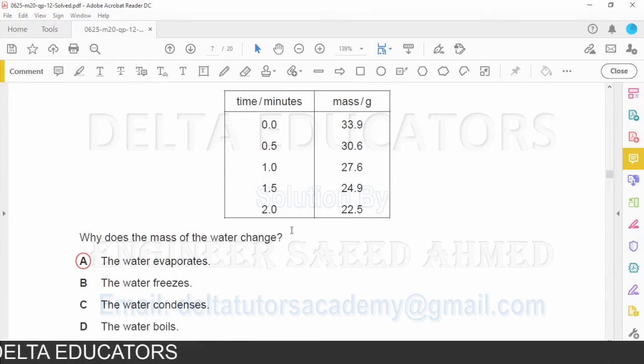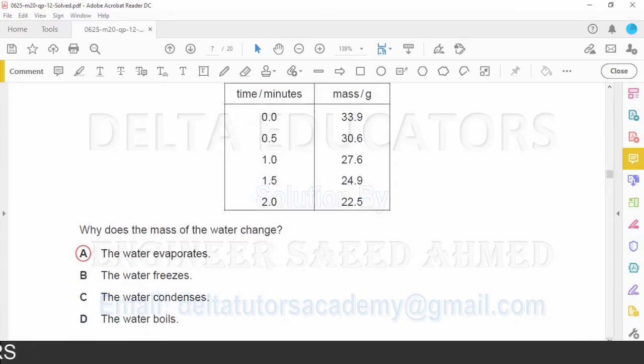Since here the mass is decreasing, the water is not freezing. It is evaporating. Option C, the water condenses. Condensation means conversion of gas into liquid form. Option D, the water boils. Boiling takes place at a constant temperature and at a constant rate. Here we are looking, the rate is not constant. So here it is not boiling, it is evaporation. So here the correct option is option A.